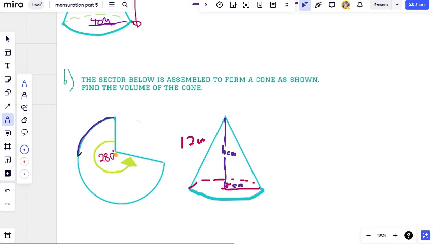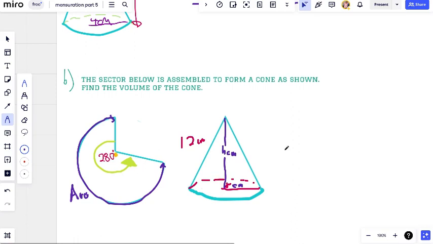This arc length of the sector will be equal to the base circumference of the cone. This arc length will form the base circular part of the cone. This length is what was used to make this circle.